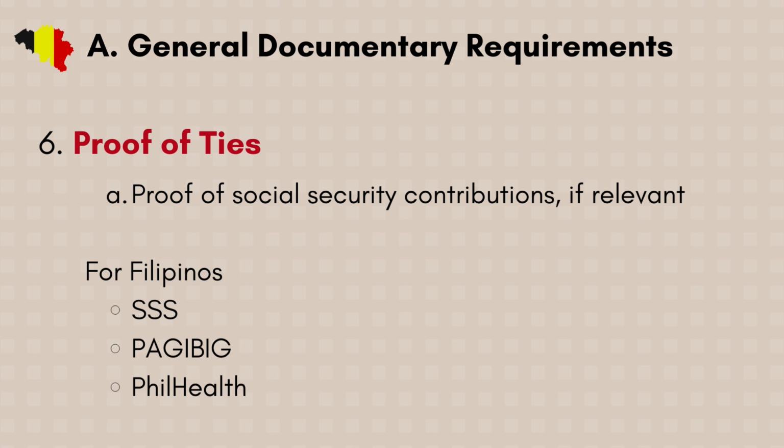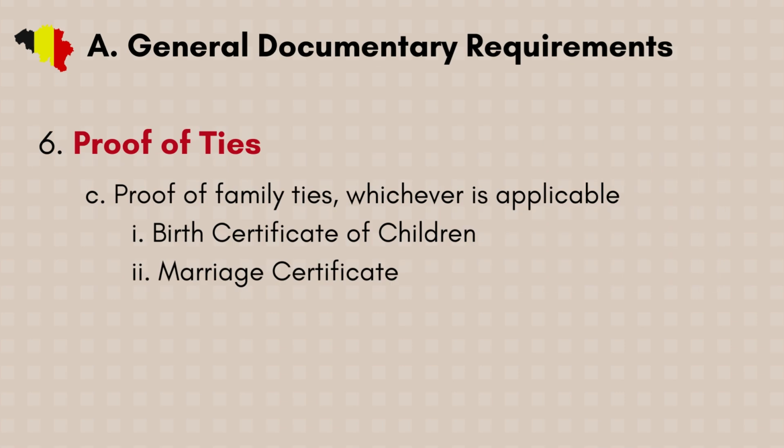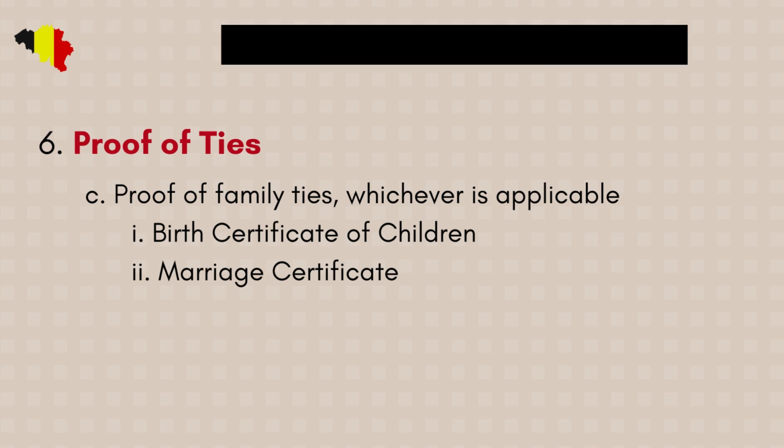Second one would be your real estate properties, if relevant. So if you have real estate properties, take note that they should be in your own name, not in any other person's name. If it's a joint, or if you're a co-owner, you may include that as well. The third one would be proof of family ties. If you are married and you have children, include a copy of your marriage certificate and the birth certificate of your children. So those are some of the documents that you can include as proof of ties to your home country.